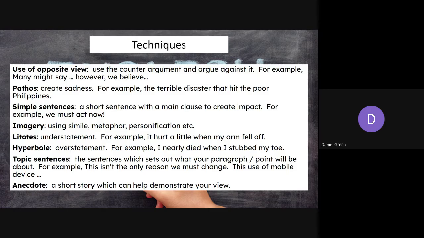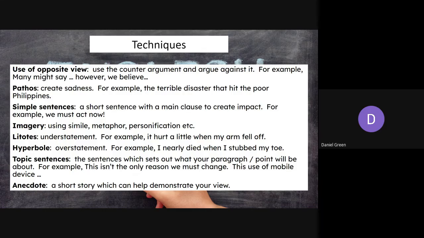But you can use it. Depending on what the article and the speech is about, you could use the opposite view and then argue against it. Pathos, so creating sadness. As I said earlier about emotive language, pathos is just a specific form of it. So being able to generate sadness in your audience.